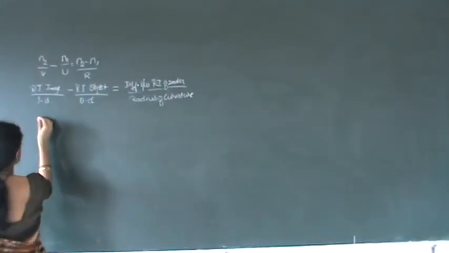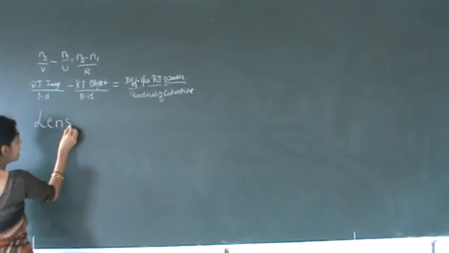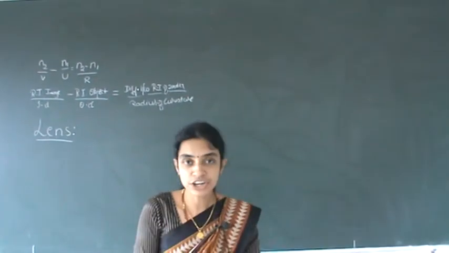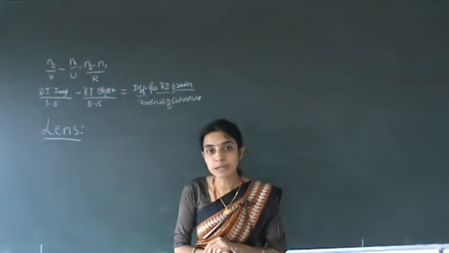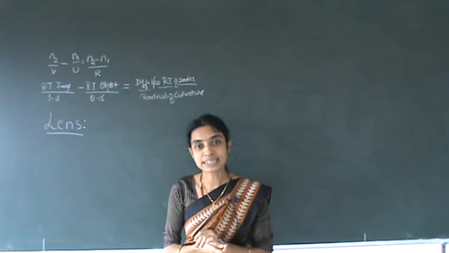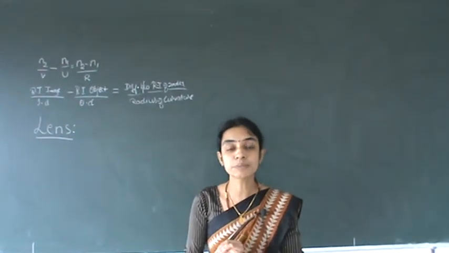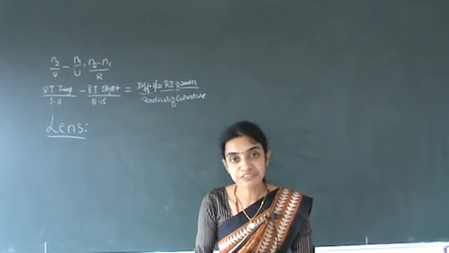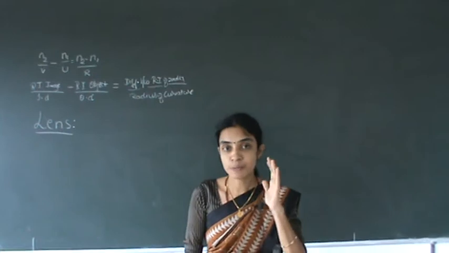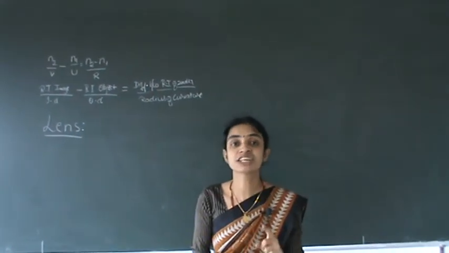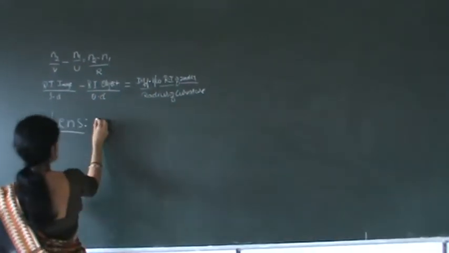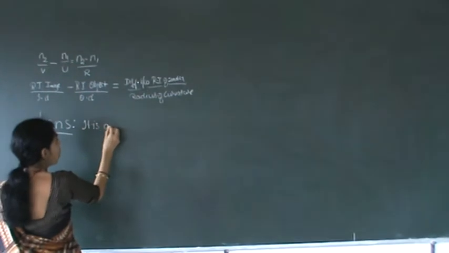Next, let's go to the next part: lens, which once again satisfies the refraction phenomenon. Here, a lens is an optical medium which consists of two refracting surfaces, in which at least one surface should be spherical.